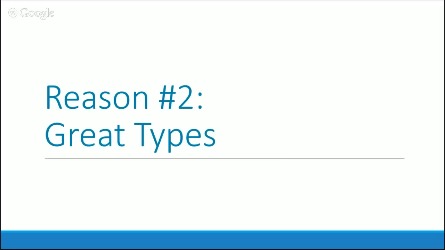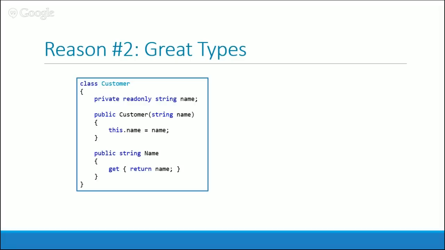Okay, let's start with the second reason now, that is the fact that we have great types in F sharp. And I will show you a few examples of that. So here we have a class in C sharp that is what we will call an immutable class, because once you set the values, there is no way you could change them. And this is something that we use a lot in functional programming.